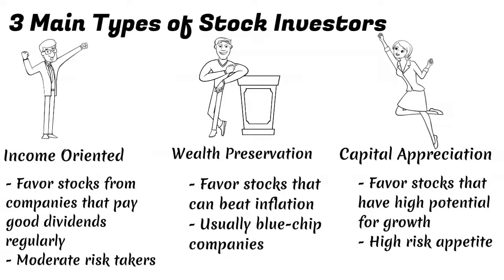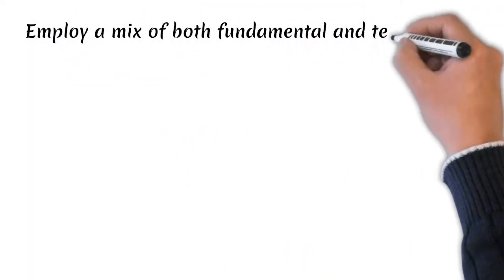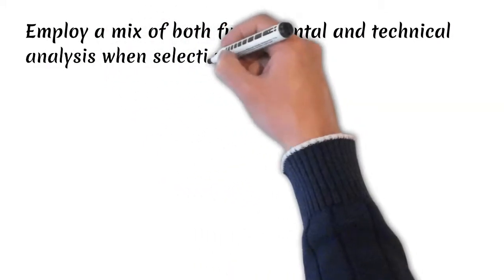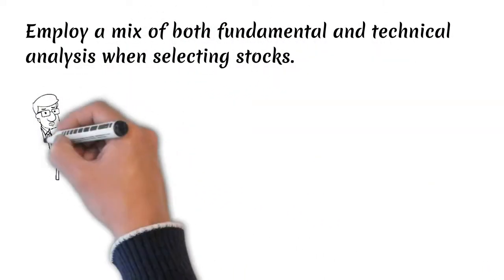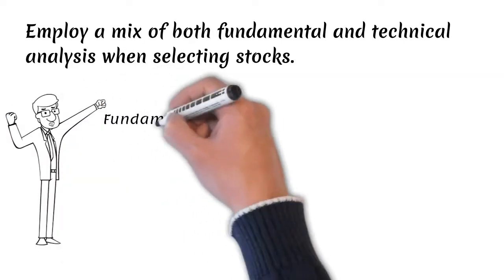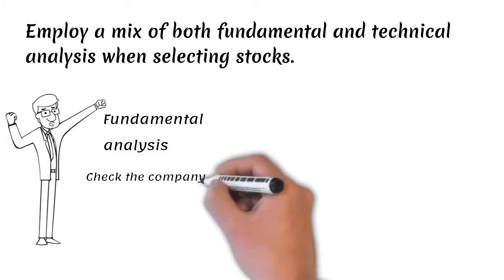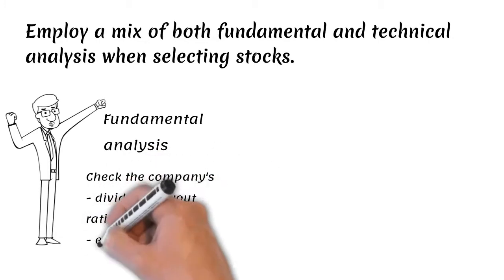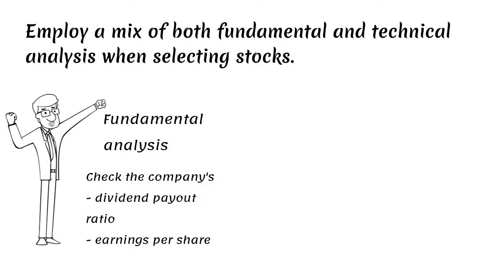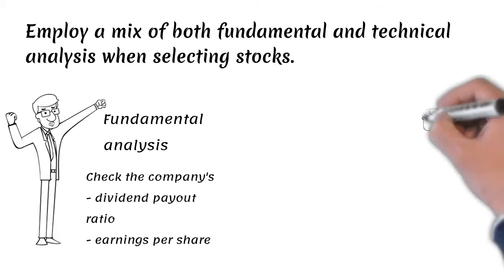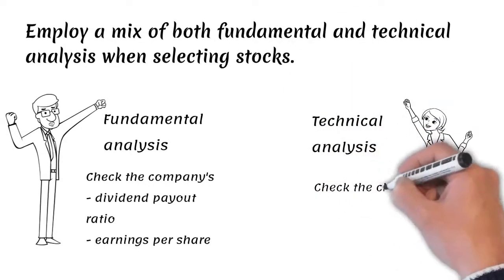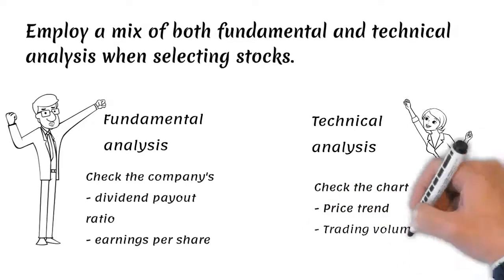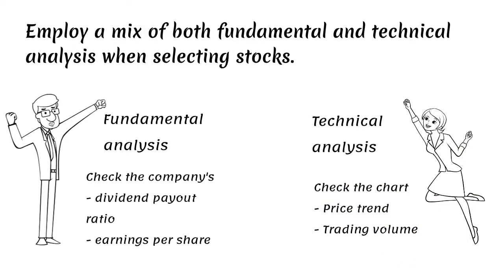It is always best to mix both fundamental and technical analysis when selecting stocks to trade. For example, if you're an income-oriented investor, then you'll conduct fundamental analysis and check the company's dividend payout ratio, or earnings per share, to determine if the stock is worth investing in. If you're a capital appreciation investor, then you can conduct technical analysis to see how fast the stock price is growing and whether there are lots of people investing in it.